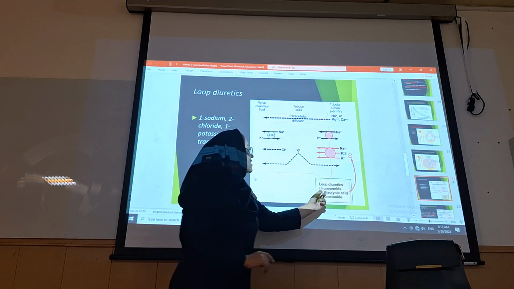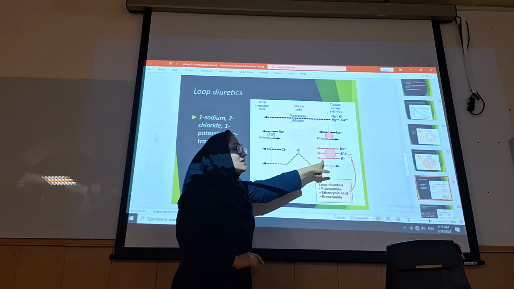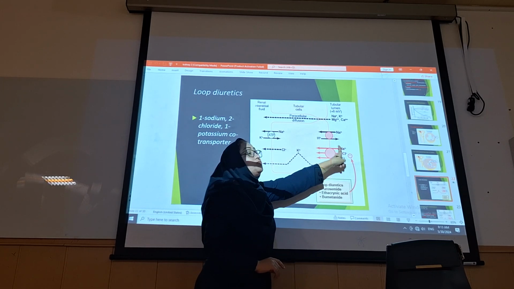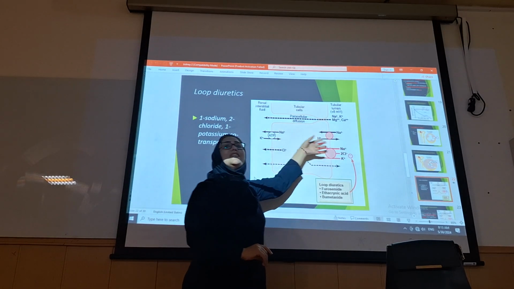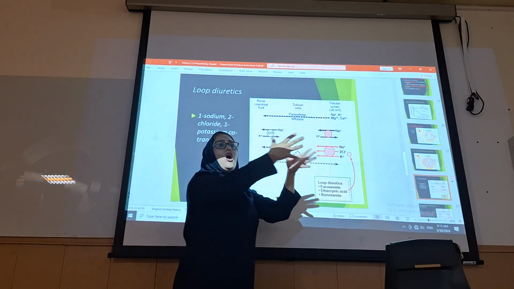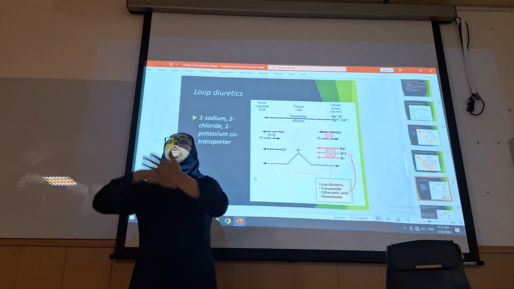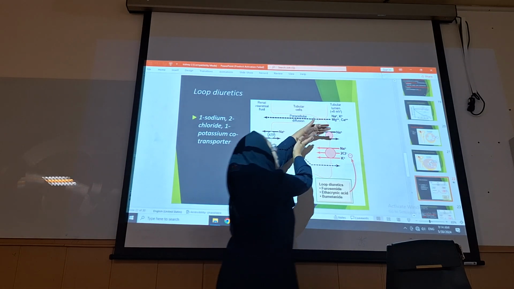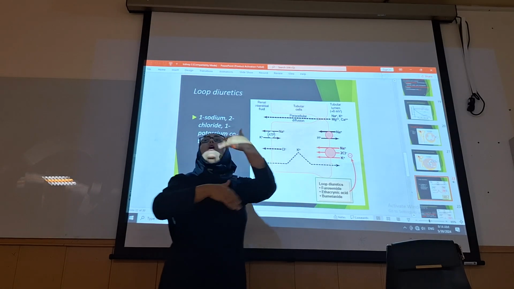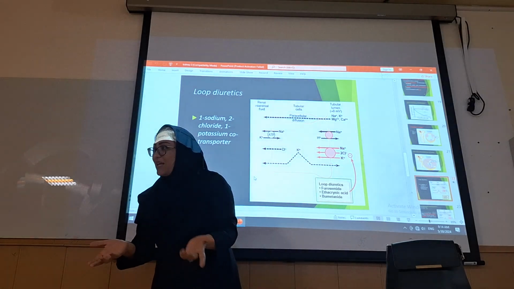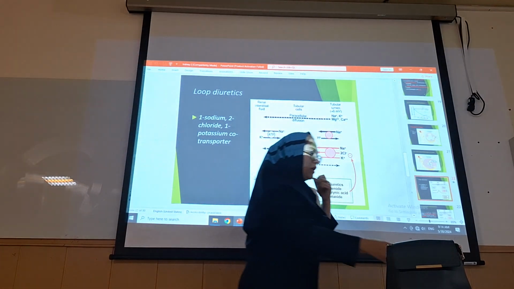Loop diuretics such as furosemide inhibit the sodium potassium 2 chloride co-transporter. When you see factors moving together in the same direction, say co-transporter. In the opposite direction, we say exchanger or counter-transporter. Got it? Okay.